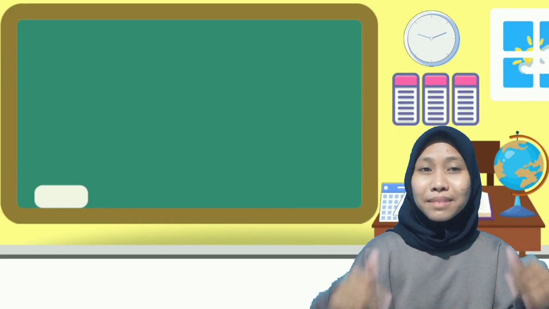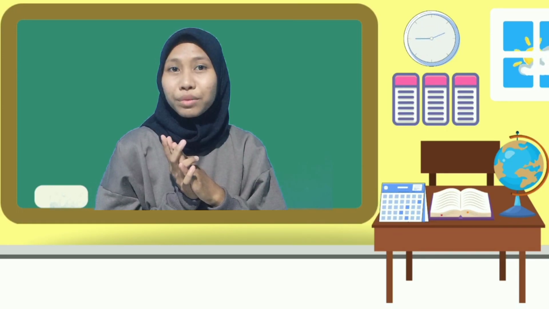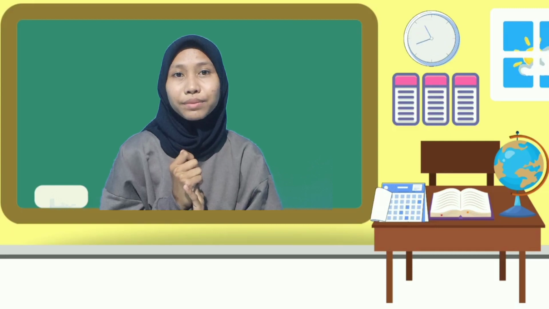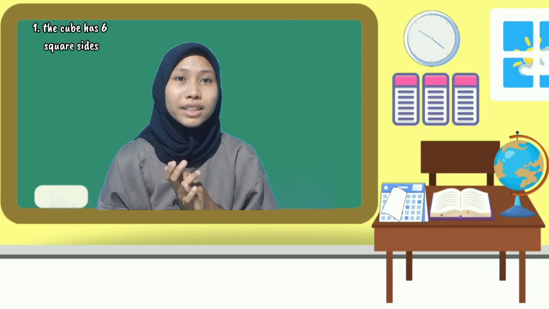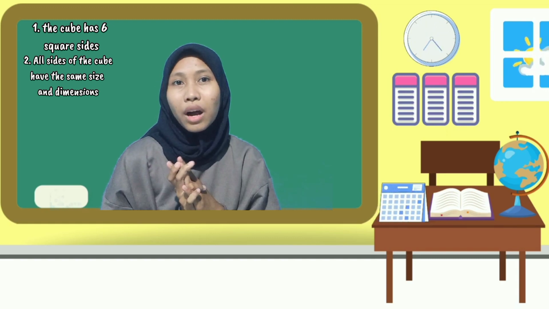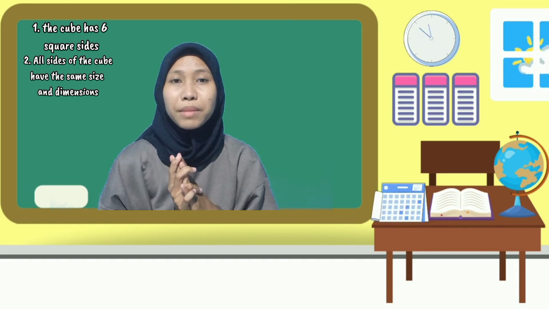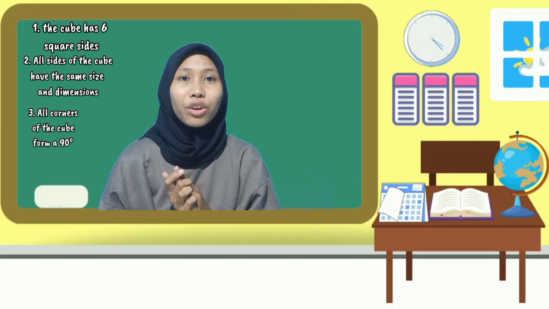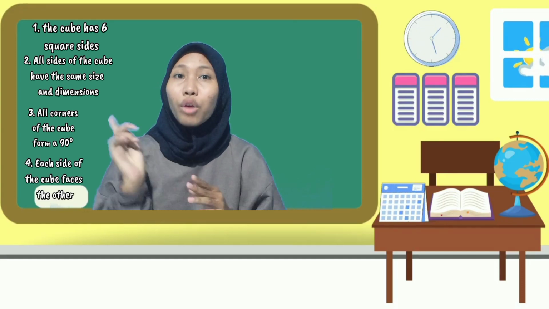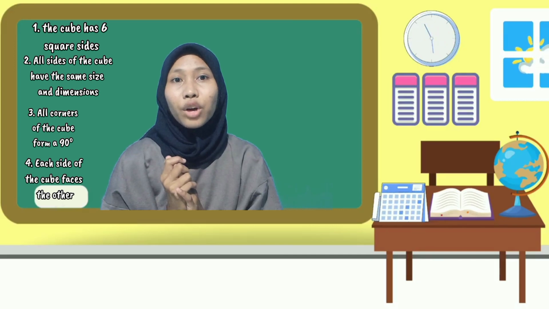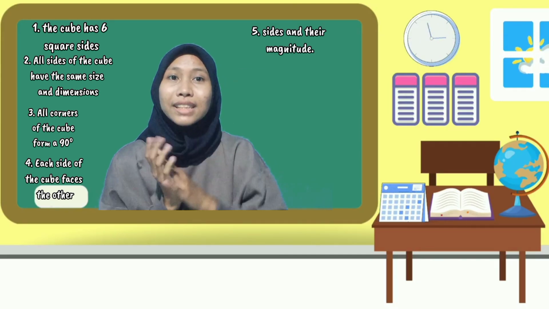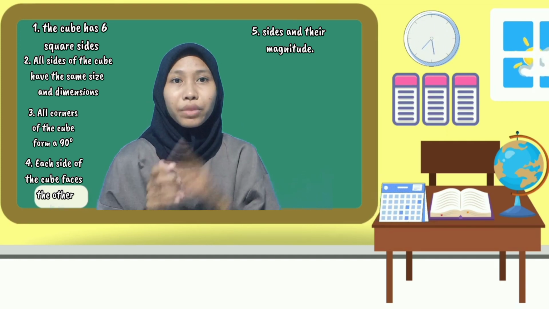Here is the description. The properties of the cube consist of 8 things, including: first, the cube has 6 square sides. 2. The sides of the cube have the same size and dimension. 3. All corners of the cube form a 90-degree angle. 4. Each side of the cube faces the other. 5. Sides and their magnitude.